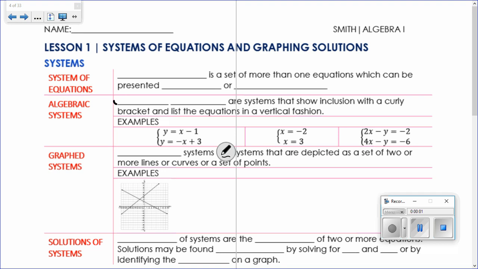So, hi guys, this is lesson 1. This is unit 7, lesson 1, systems of equations and graphing solutions. So the first thing we're going to do is do definitions, a little bit of word vocabulary.